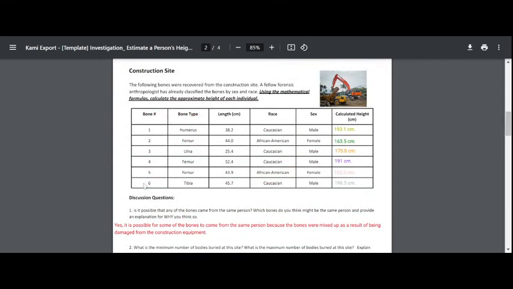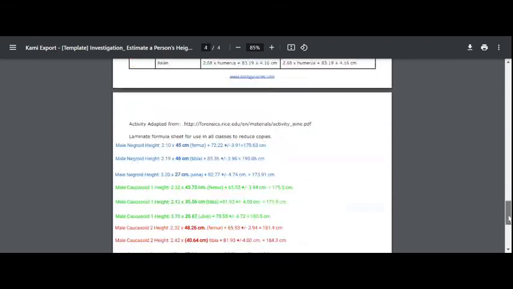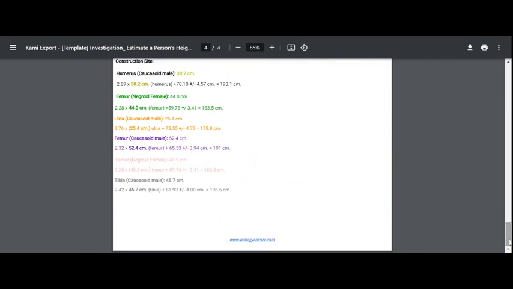Okay, and then for our final calculation, we've got bone number 6, where the bone type is a tibia. The length is 45.7. The race is Caucasian. The sex is male, and the calculated height is 196.5 centimeters. So let's look at how that is calculated.